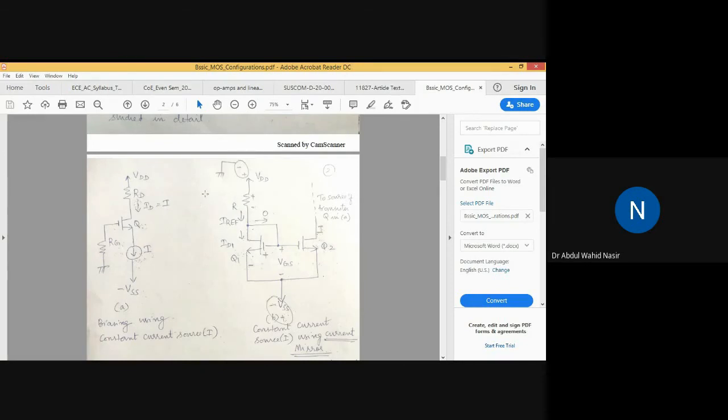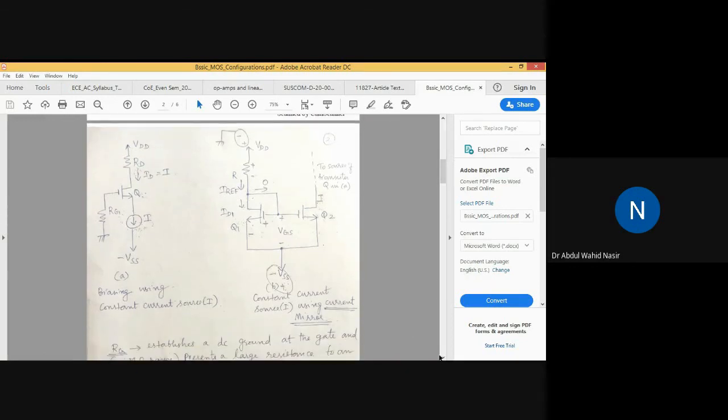Now we will analyze this current mirror using KCL and KVL, and find out the value of I. The main objective is that from the current mirror we have to find the value of the constant current I.